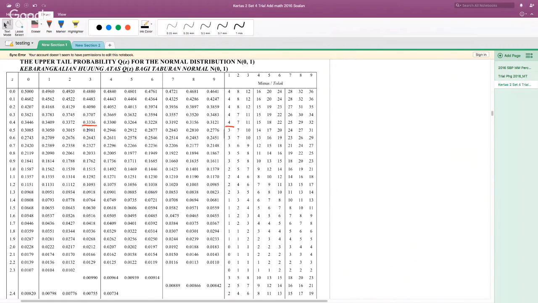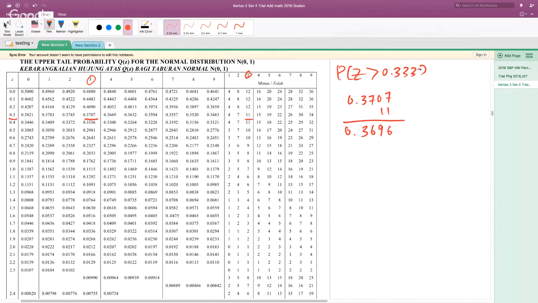Oops. Wait. That one is not like this. That one is 0.333. Yes. What am I doing? 0.3, I read this value, and this value going to minus 11. Okay, so it should be 0.3707 minus 11. So it should be 0.3696. Okay, it's not for a probability, because that one is basically Z is bigger than 0.3333.